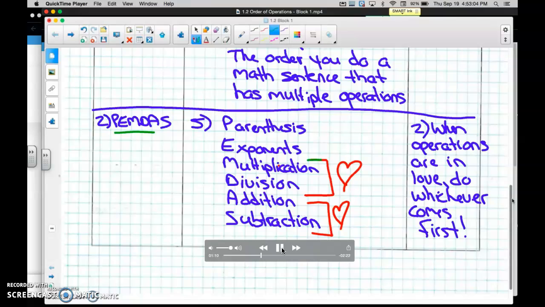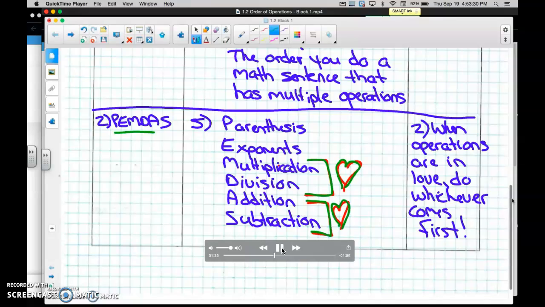However, if you have multiplication and division in the same problem, we say they are what? In love. And if you have addition and subtraction in the same problem, we say they are what? In love. And because they're in love, they decided, remember my story, that whichever one comes first is the one that you would take care of first. So if multiplication and division existed in the same problem and division actually took place first, reading left to right, you would do what first? Division. You would do division.